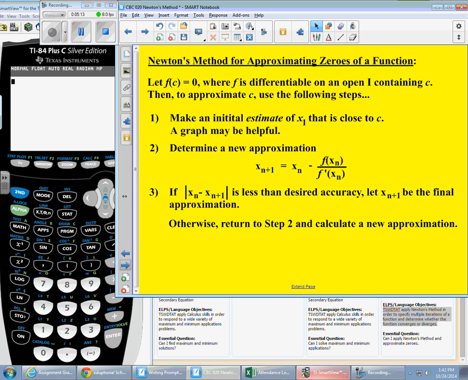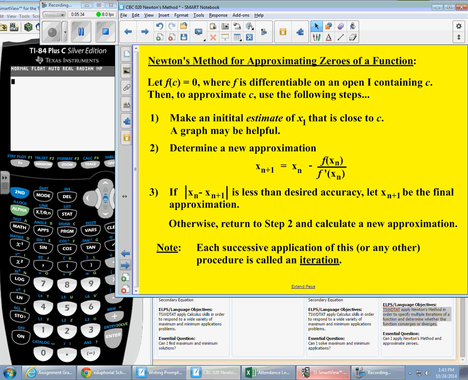If that difference is not within the desired tolerances, if you have not arrived at the accuracy that is needed, then you return to step 2 and you run the procedure again. If you are not familiar, this idea of running the same process repetitively is the definition for the term iteration. So Newton's method is to apply this iteration until the desired results are achieved.